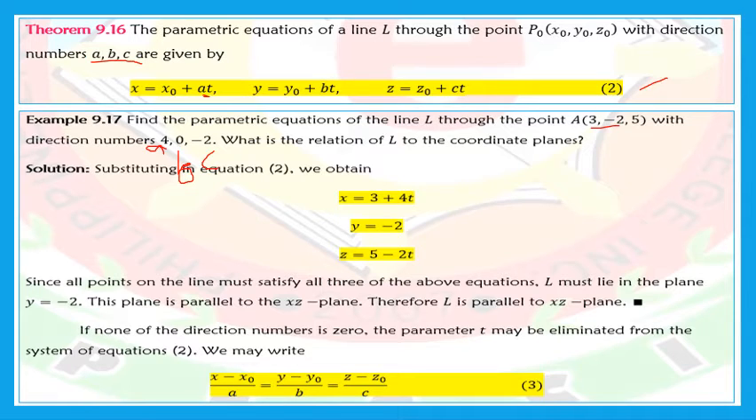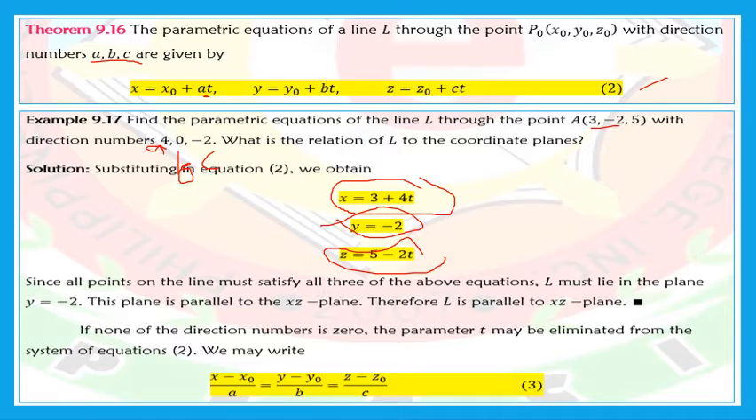Okay, so kung y is equal to y sub 0 plus bt, ang y sub 0 natin is negative 2, diba? And then, ang b natin is 0, so 0 times t is 0, so that's why ang y natin is y equals negative 2 lang. And then, z naman, substitute natin dito, ang z sub 0 natin is 5, so eto siya. And then, ang c natin is negative 2. So, negative 2 times t. So, z equals 5 minus 2t. Okay, so, these are the parametric equations of the line L through the point with the given direction numbers.